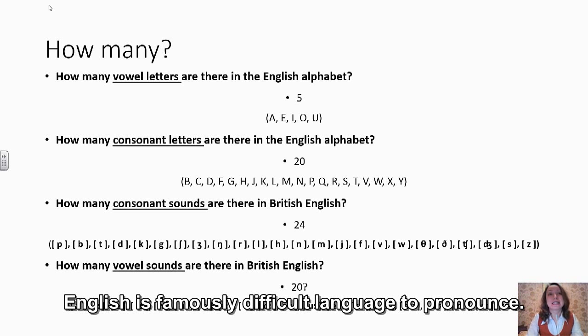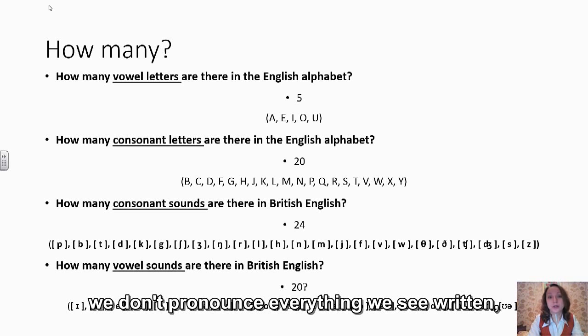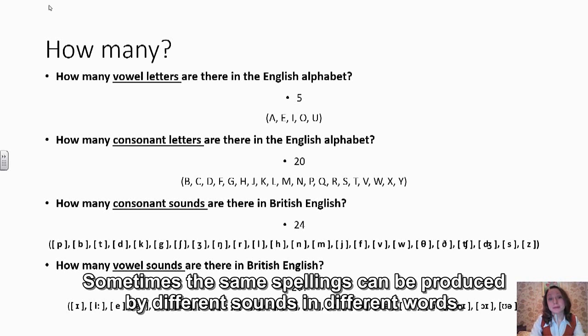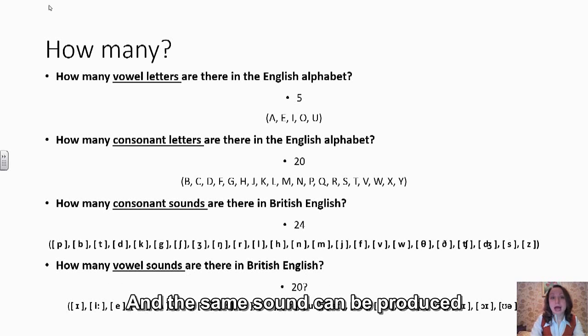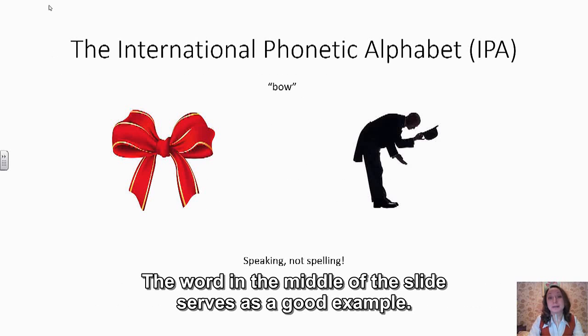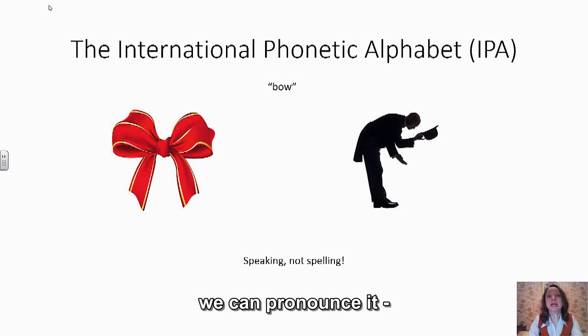English is a famously difficult language to pronounce. This is because, unlike many other languages, we don't pronounce everything we see written, and sometimes we add some sounds that are not there at all. Sometimes the same spellings can be produced by different sounds in different words, and the same sound can be produced by a variety of spellings. The word in the middle of the slide serves as a good example. It can be a verb and a noun, and we pronounce them differently. Depending on the context, we can pronounce it to bow or a bow.